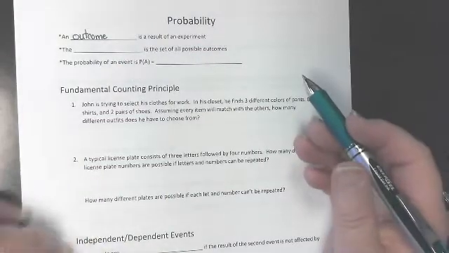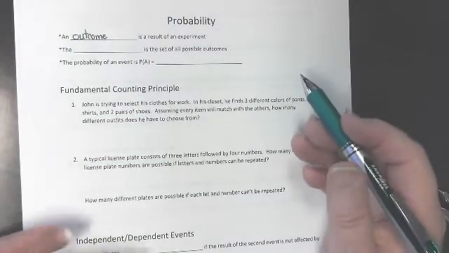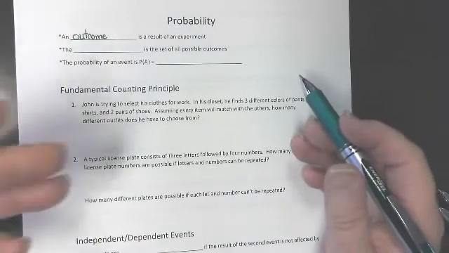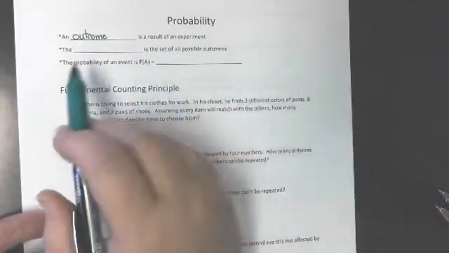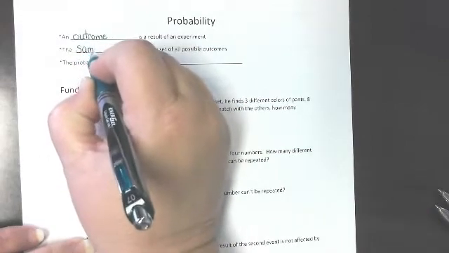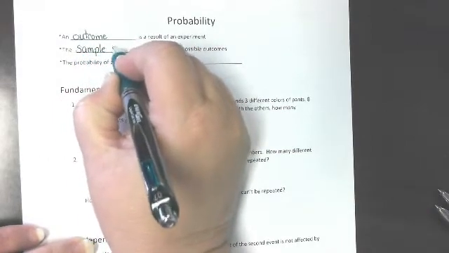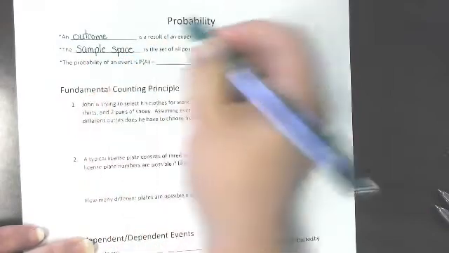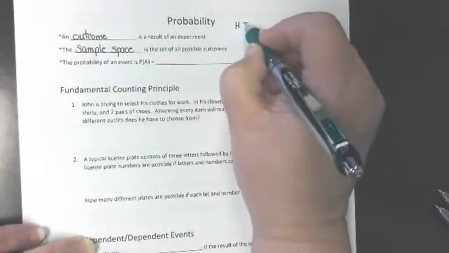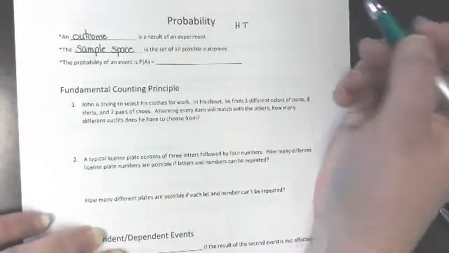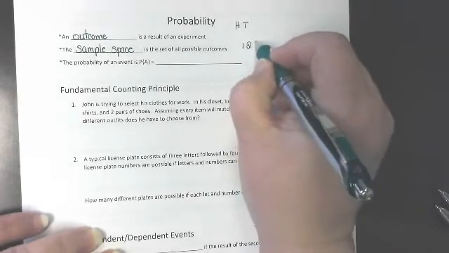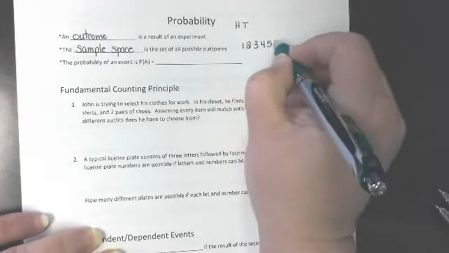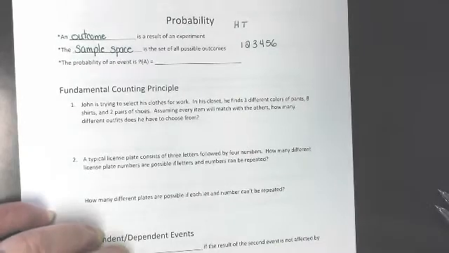If we flip a coin, we have outcomes that could be heads or tails. If we roll the dice, we could get a 1, 2, 3, 4, 5, or 6. The sample space is the set of all the outcomes. So for example, if I flip a coin, I get heads or tails. That is the sample space. If I roll the dice, I get some number from 1 to 6. That is my sample space.